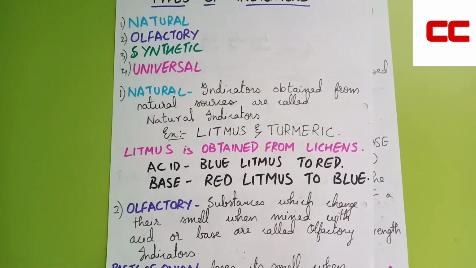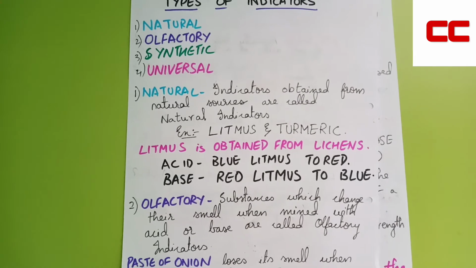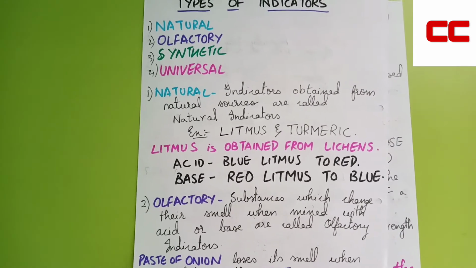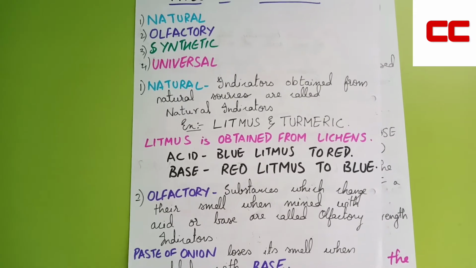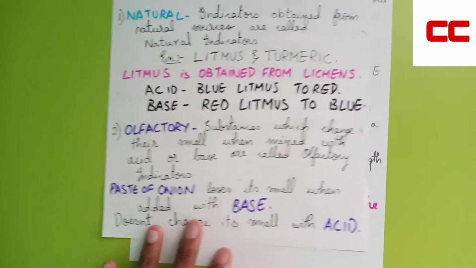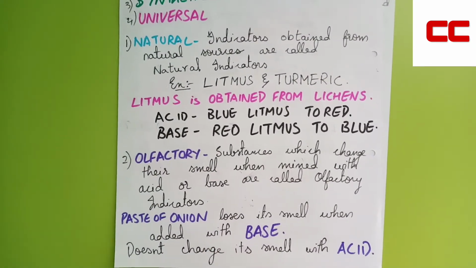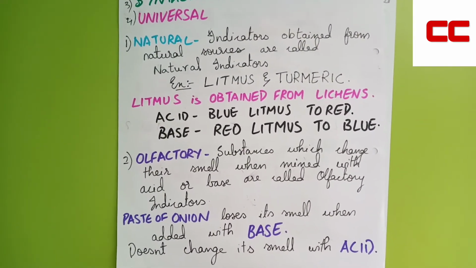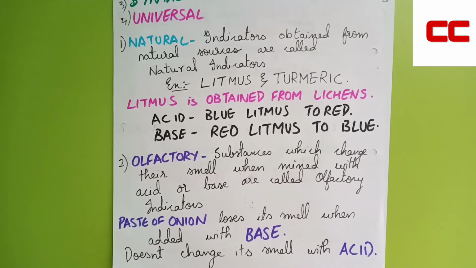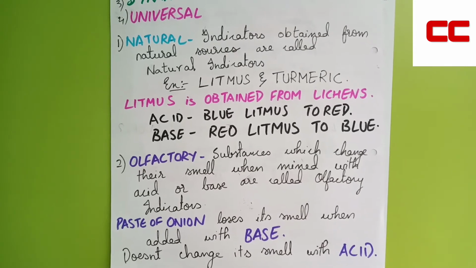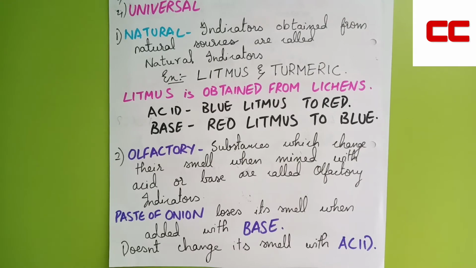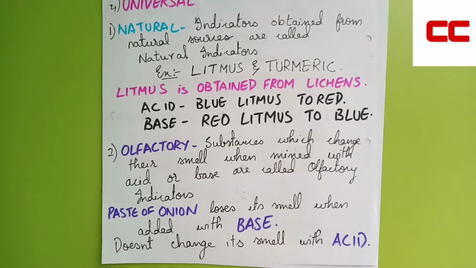What is a natural indicator? Indicators obtained from natural sources are called natural indicators. For example, litmus and turmeric. In the previous videos we have discussed how litmus is obtained. You must have known that litmus is obtained from lichens. An acid turns blue litmus to red, and if it's a base, the red litmus turns to blue. I have discussed litmus paper in the previous videos, so those who did not understand this can watch my previous videos.